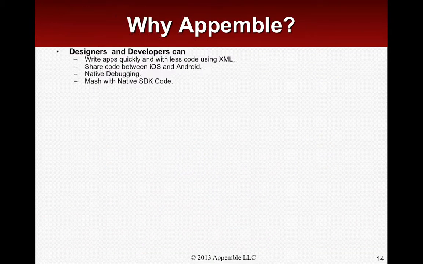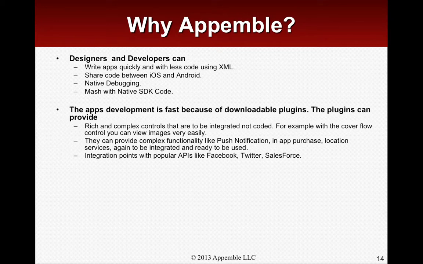So why should we be using Appemble Solution? Designers and developers can write apps faster with less code. They can share code between iOS and Android. They have native debugging tools which are quite powerful. The app development is fast because of the plugin system. A plugin can be a complex control like cover flow. A cover flow control allows you to view images with animation. Plugins need to be integrated with your app and not coded. Plugins can provide complex functionality like push notification, in-app purchase, and location services, again to be integrated and not coded from scratch. Plugins enable integration points with popular APIs like Facebook, Twitter, Salesforce, etc.